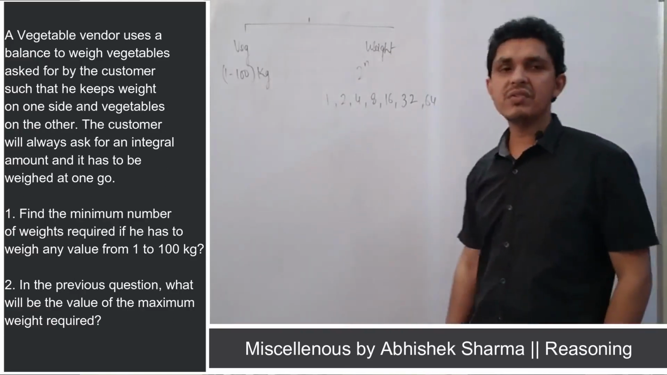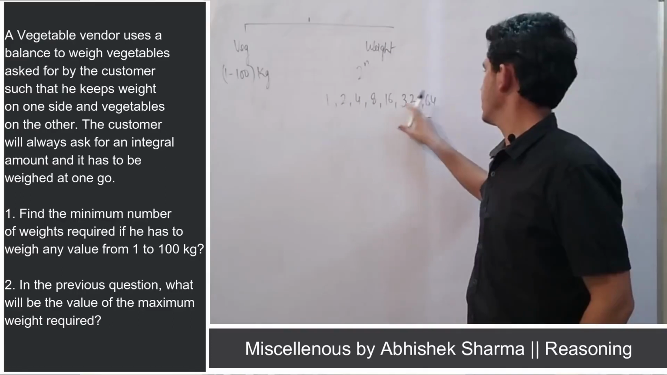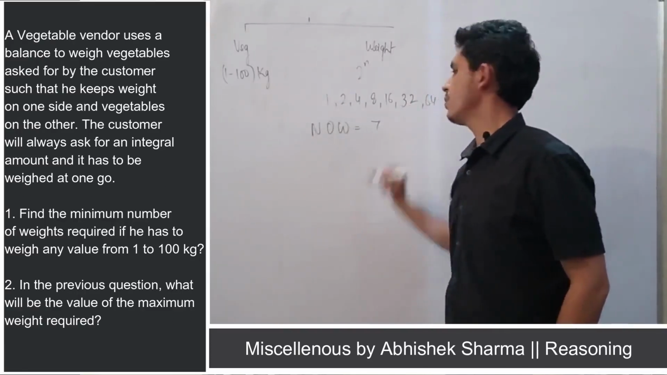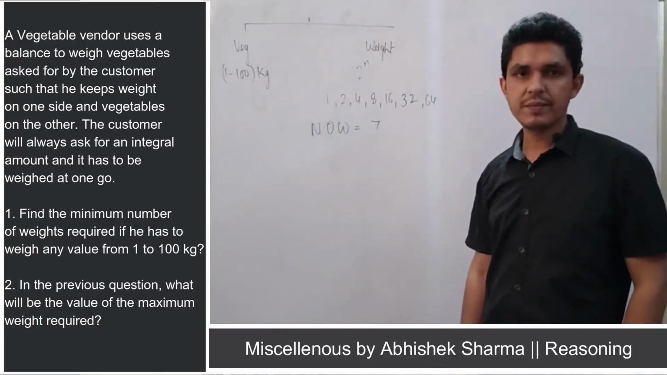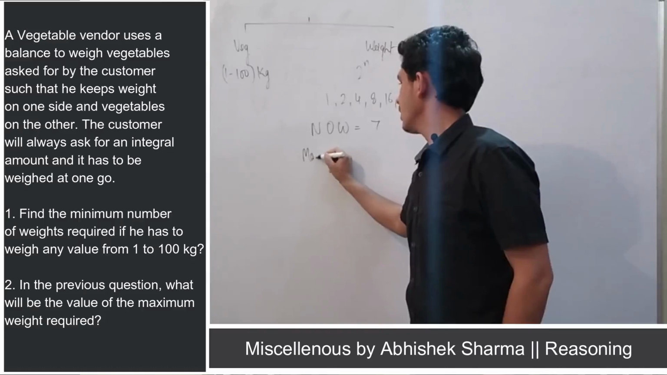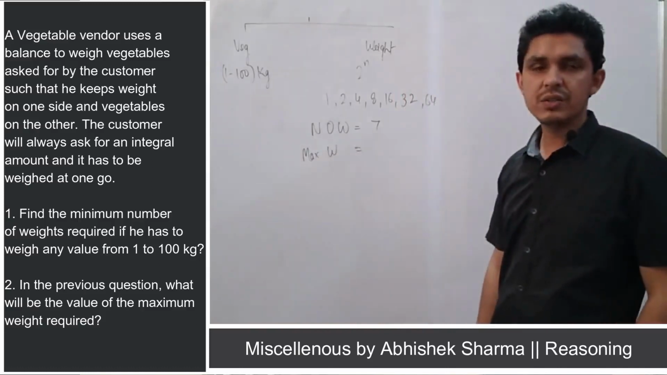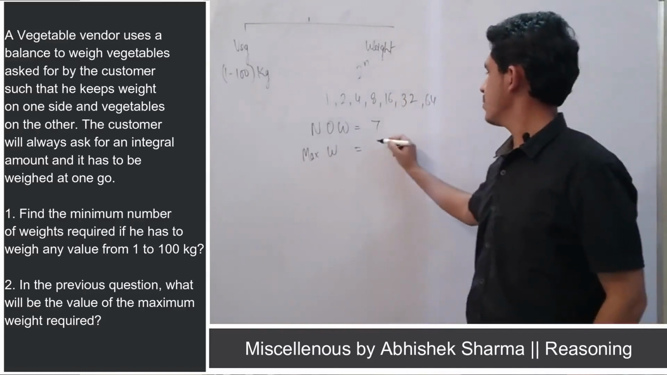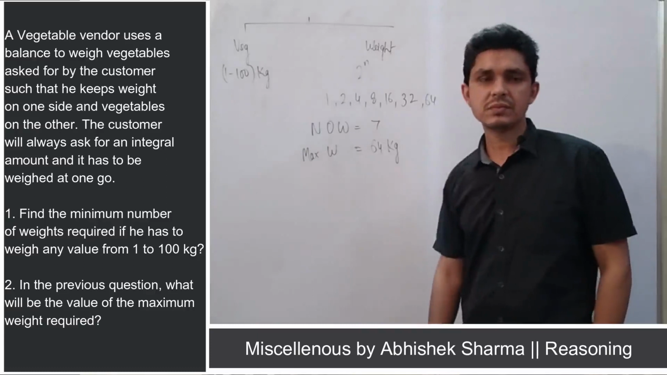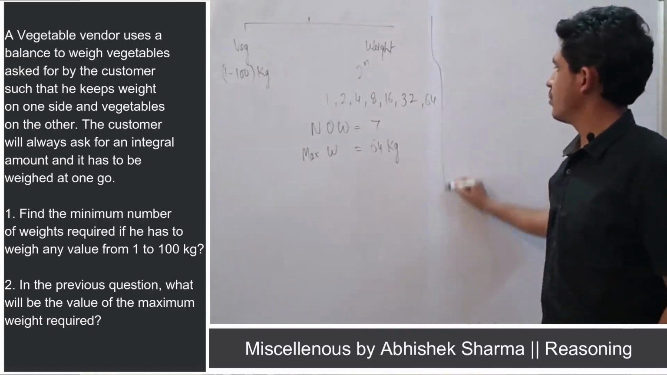right? So if we check the number of weightings 1, 2, 3, 4, 5, 6, 7, that means number of weightings that will be required, that will be 7, right? Okay, and if you are to ask that what will be the maximum weight used here, so you can check the maximum weight will be 64 kg, right? Okay, let us check one more scenario.